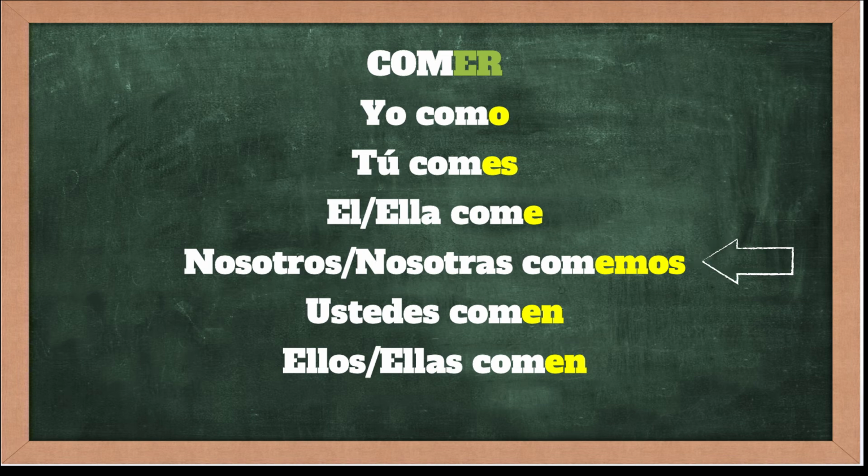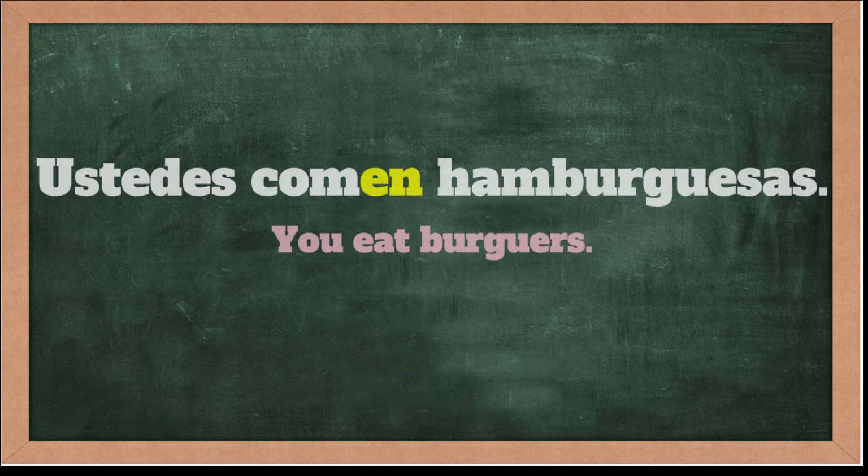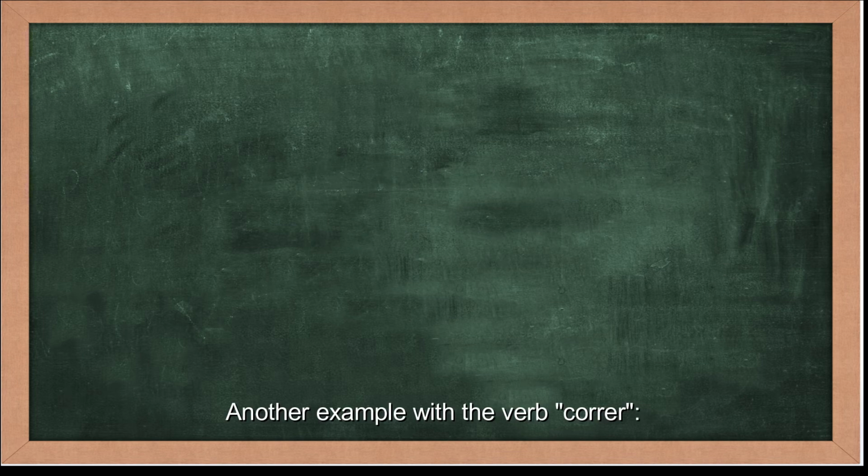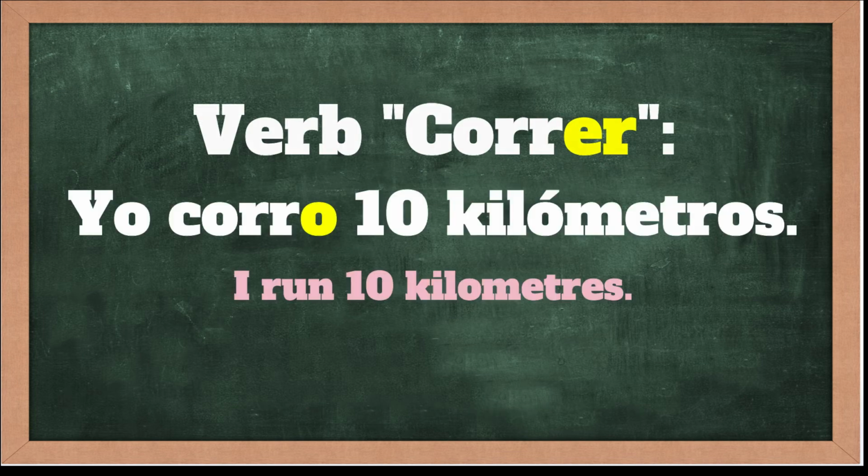nosotros comemos, ustedes comen, ellos comen. Here the pattern is ending in o, es, e, emos, en, and en. For example, using this verb comer, we have ustedes comen hamburguesas. Another example with the verb correr, to run. Yo corro 10 kilómetros.